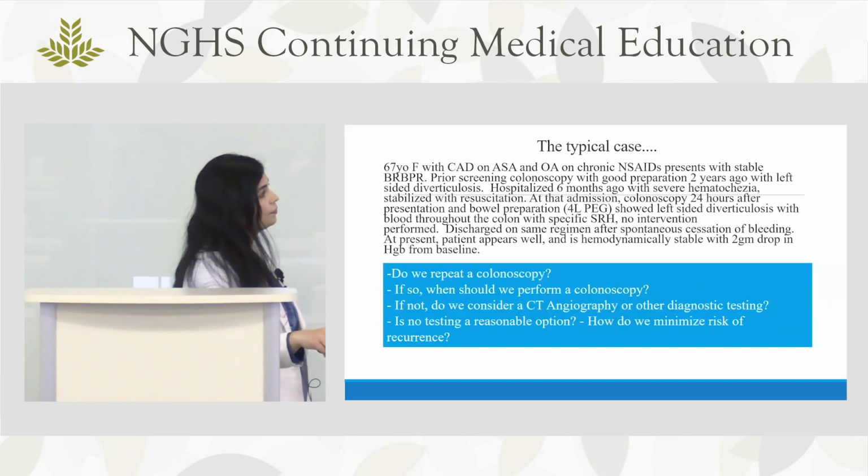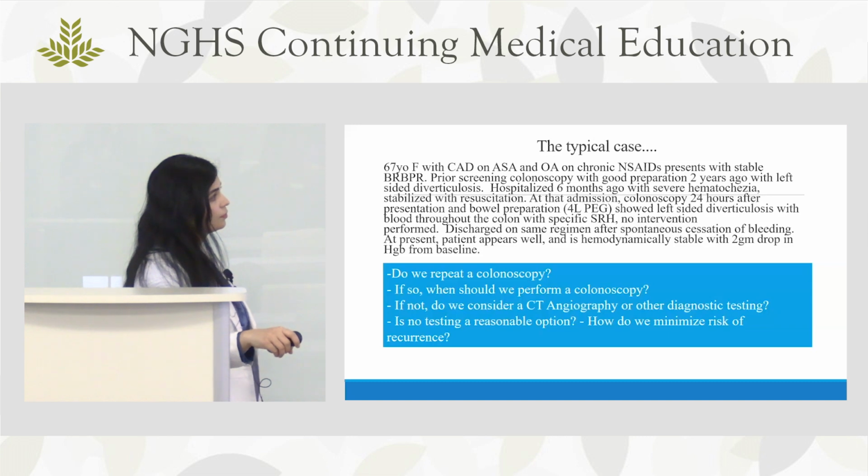She was hospitalized 6 months ago with severe hematochezia, stabilized with resuscitation. At that admission, colonoscopy 24 hours after presentation and bowel prep showed left-sided diverticulosis with blood throughout the colon with no specific SRH, no intervention performed. The patient was discharged on the same regimen after spontaneous cessation of bleeding. At presentation for this encounter, the patient appears well and seems hemodynamically stable with 2-gram drop in hemoglobin from baseline.